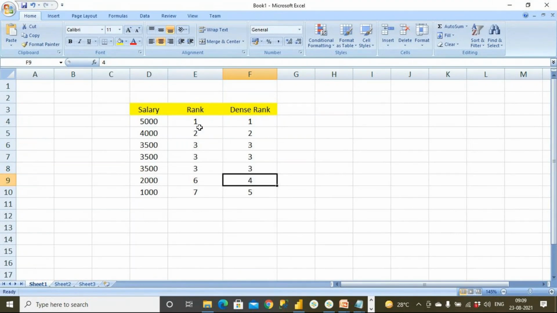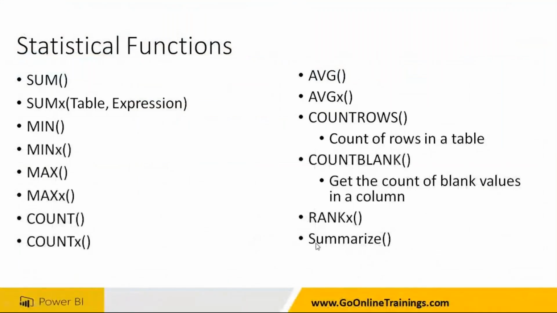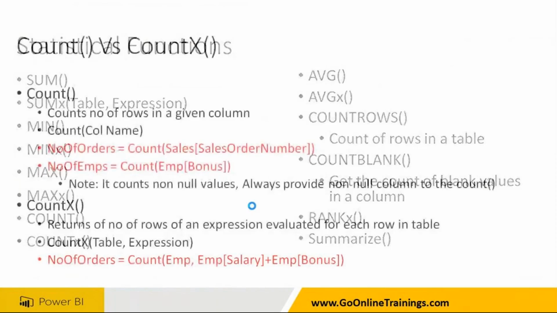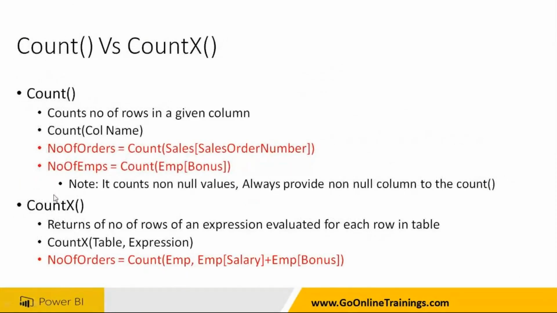Clear? These are available in SQL Server also. The same thing is available here as well. We don't have RANK, we have the RANKX function. So COUNT we discussed, right? It counts the number of rows in a given column. Count column, number of orders, sales order number. If you give count of employee bonus, it counts non-null values. It always counts non-null values, because if you give a column with null values, it is going to cause a lot of issues.